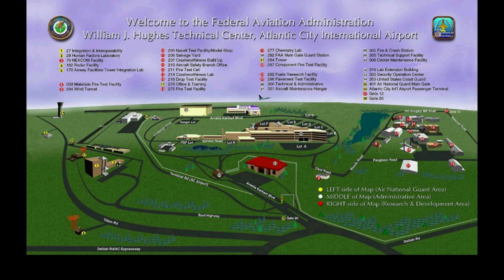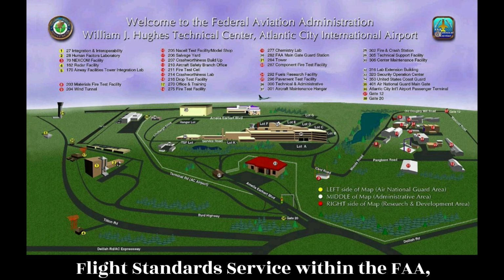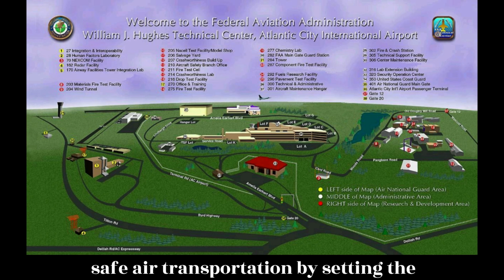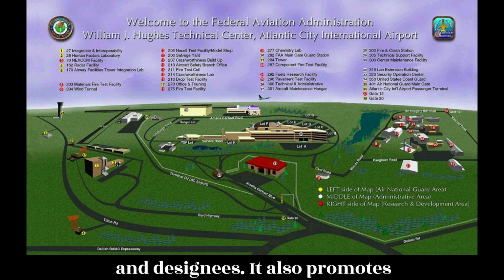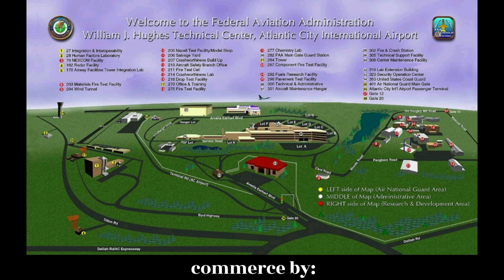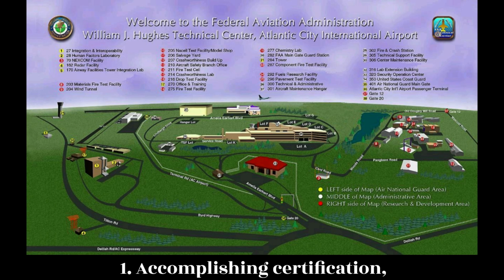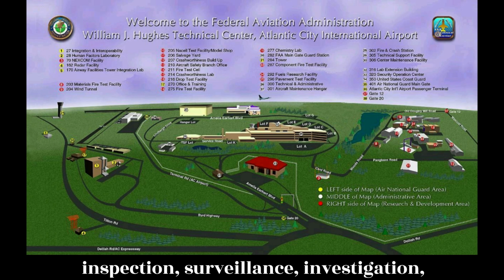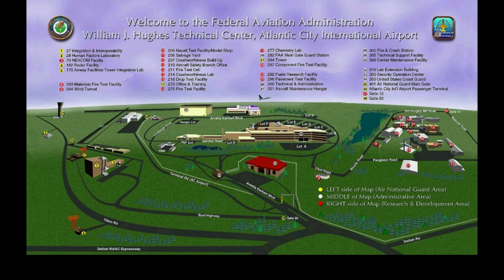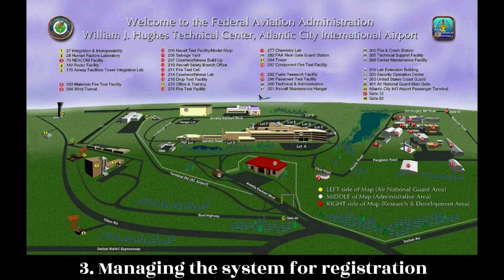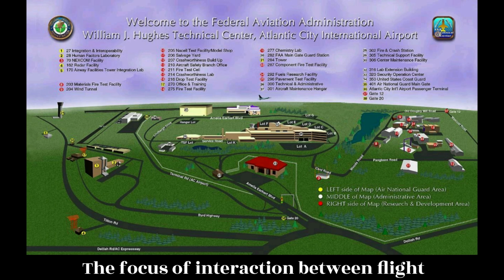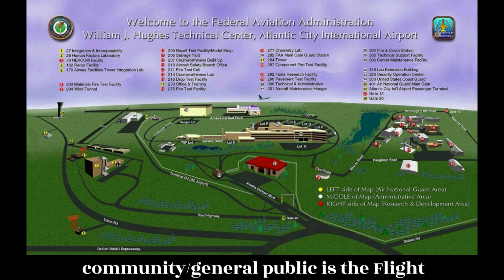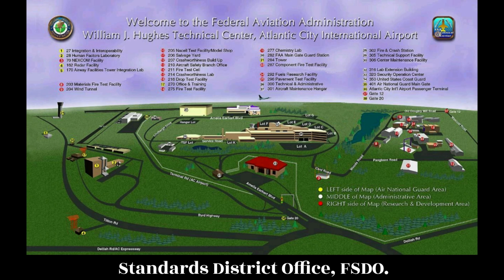Field offices. Flight Standards Service within the FAA. The Flight Standards Service promotes safe air transportation by setting the standards for certification and oversight of airmen, air operators, air agencies, and designees. It also promotes safety of flight of civil aircraft and air commerce by: 1. Accomplishing certification, inspection, surveillance, investigation, and enforcement. 2. Setting regulations and standards. 3. Managing the system for registration of civil aircraft and all airman records. The focus of interaction between Flight Standards Service and the aviation community and general public is the Flight Standards District Office, FSDO.